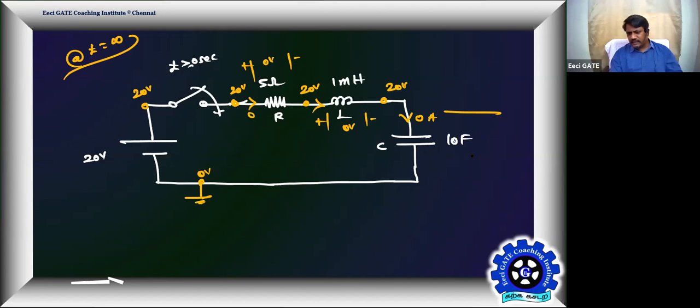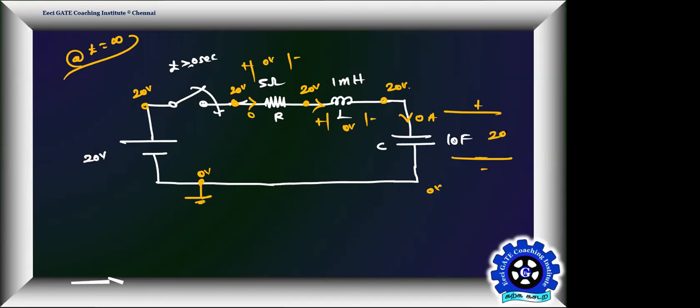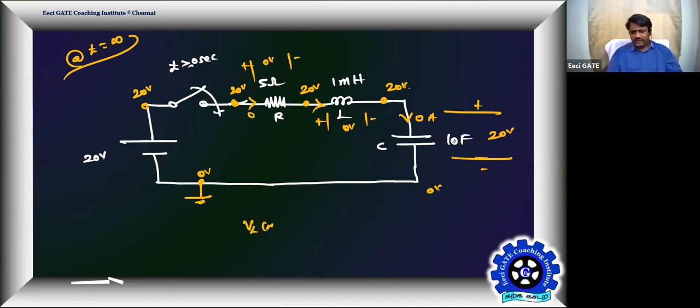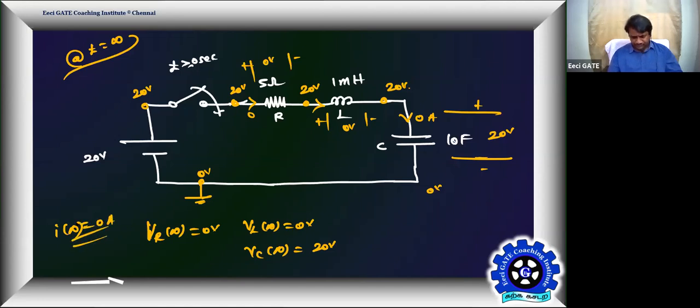What is the voltage across your capacitor? The bottom is 0, the top is 20. What is the net voltage? 20 volt. Yes, the capacitor fully charges. So VL of infinity is equal to 0 volt, whereas VC of infinity is equal to the full voltage applied, whereas VR of infinity is also equal to 0 volt. And the current at time t equal to infinity is also 0 amps. That's all.